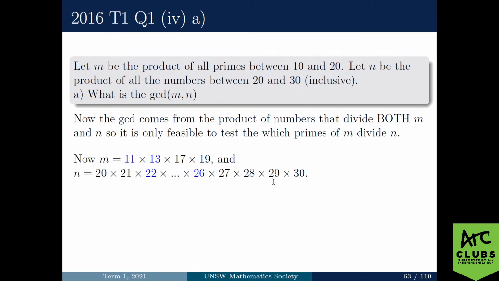And because we know that m is defined by the product of a few primes, which in this case we found to be 11, 13, 17, and 19, we just need to look at the primes of m and see, are these primes of m in n as well? And in fact, not all of them are, but some of them are. So let's first look at 11. Is 11 going to be in n? Can someone tell me?